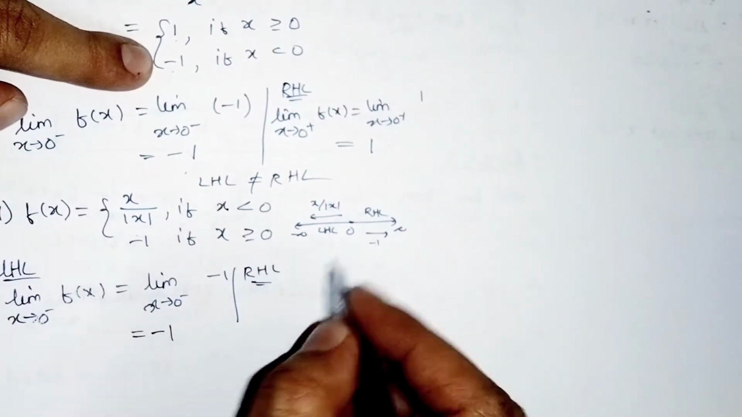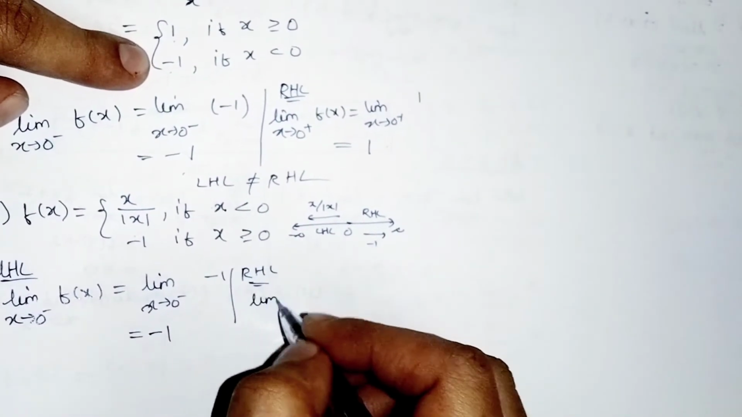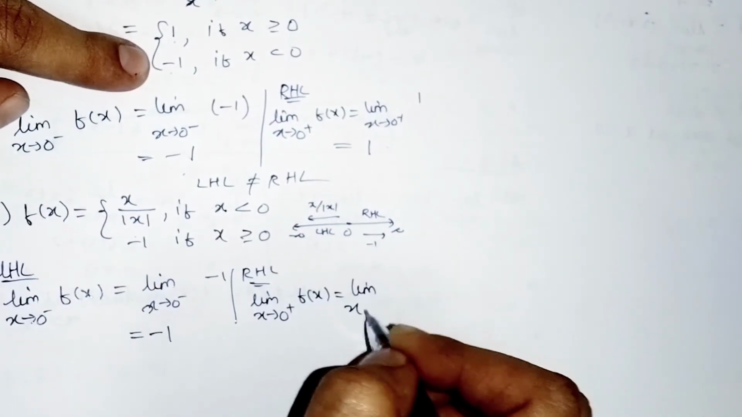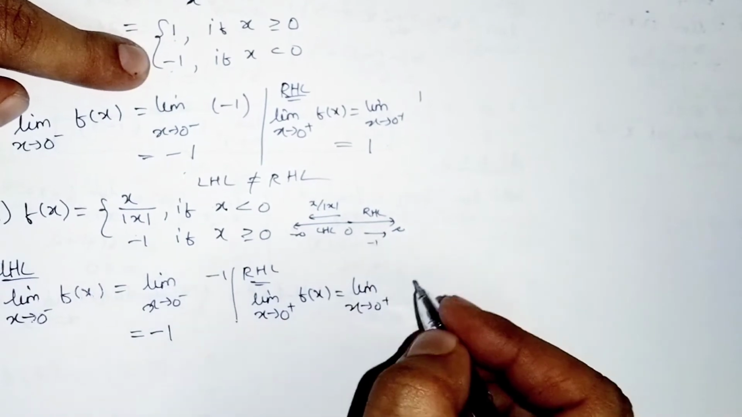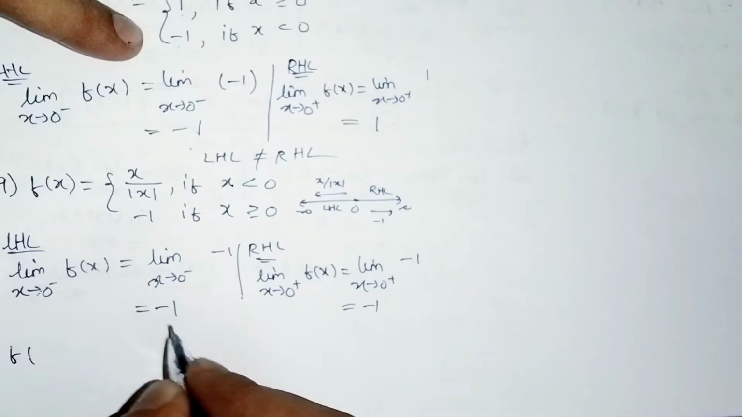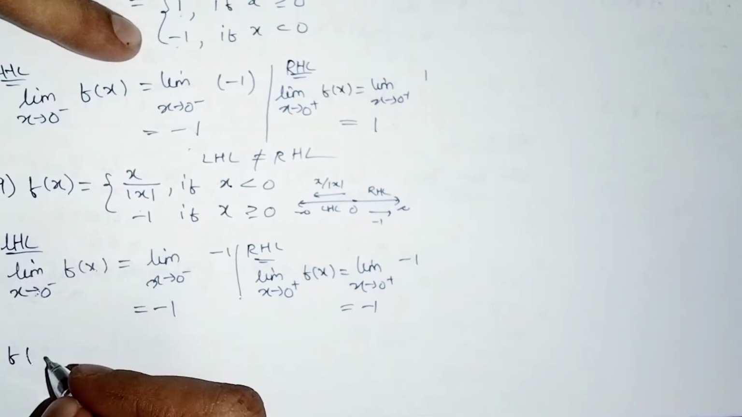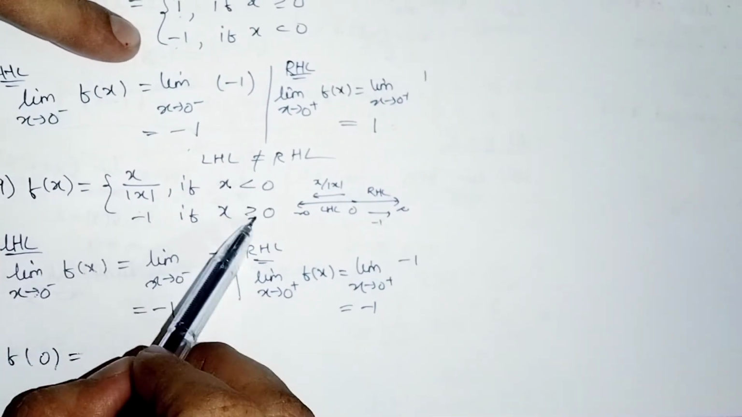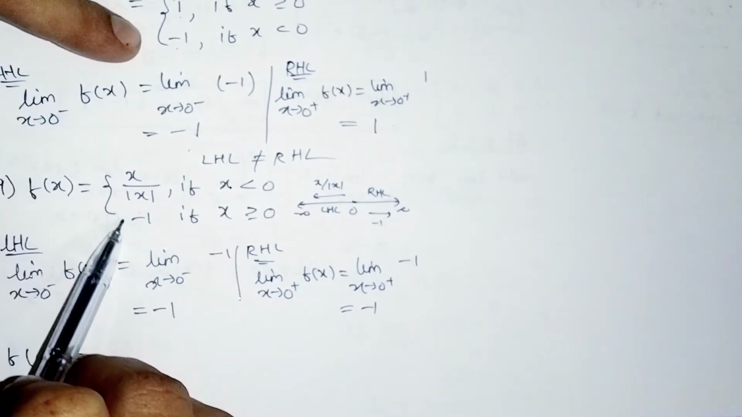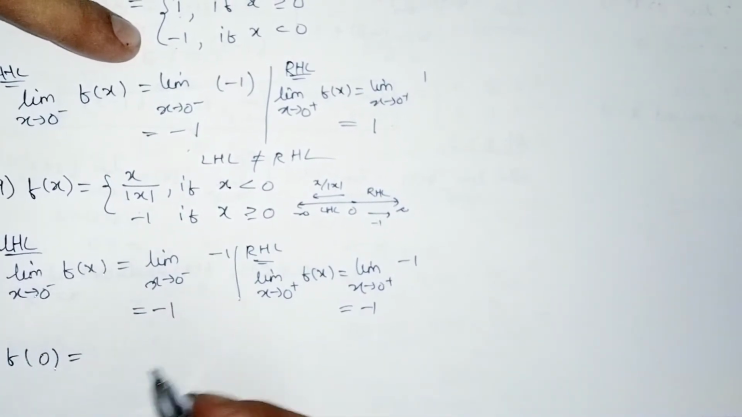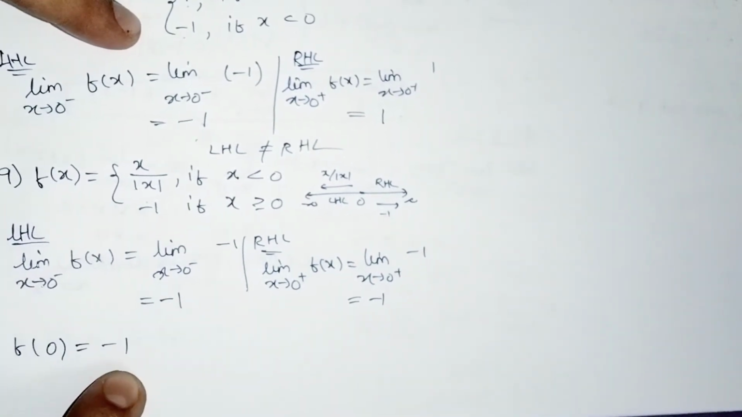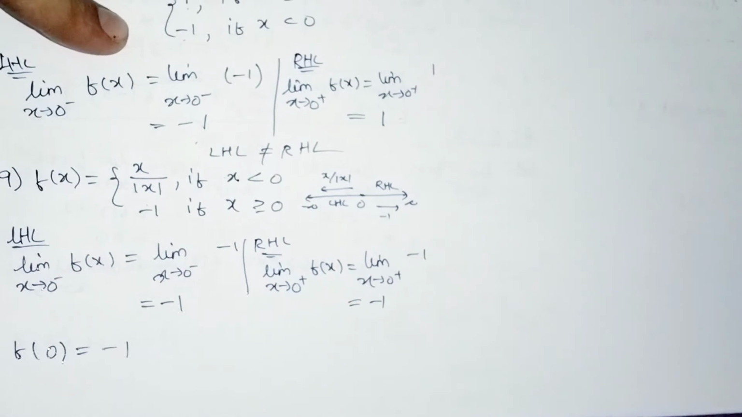RHL, the function is minus 1. Limit x tends to 0 power plus f of x equal to limit x tends to 0 power plus, f of x is minus 1. We don't have any variable again, that will be minus 1. As these values are equal, we will just use f of 0. We need to check where this equal to is there, greater than or equal to. So the value is minus 1. We don't have any variables to substitute, so the answer is minus 1. As all the three values are same, the function is continuous at x equal to 0.